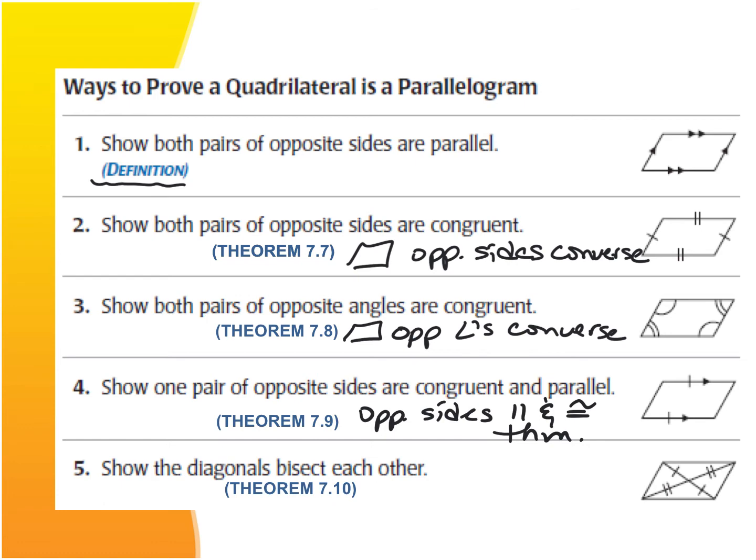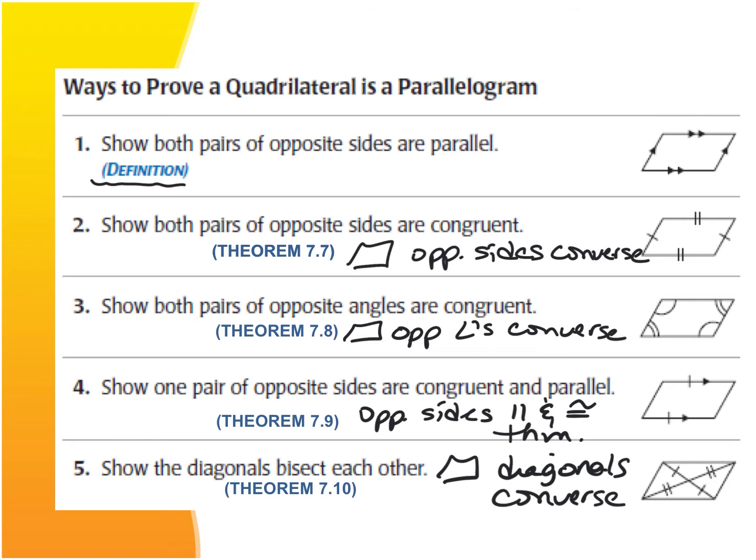And again, you can reverse the order there. You could have said opposite sides, congruent and parallel. Doesn't matter as long as you've got both a congruency mark and a parallel mark on the same pair of sides. And then the last one is the parallelogram diagonals converse. And that's just the name of all of these. So these are your 5 ways of proving that a quadrilateral is a parallelogram.